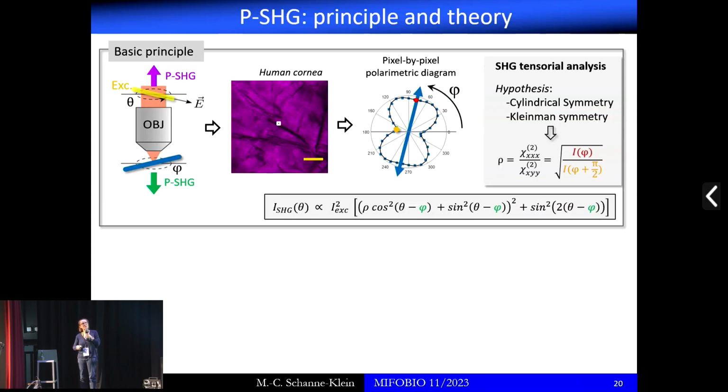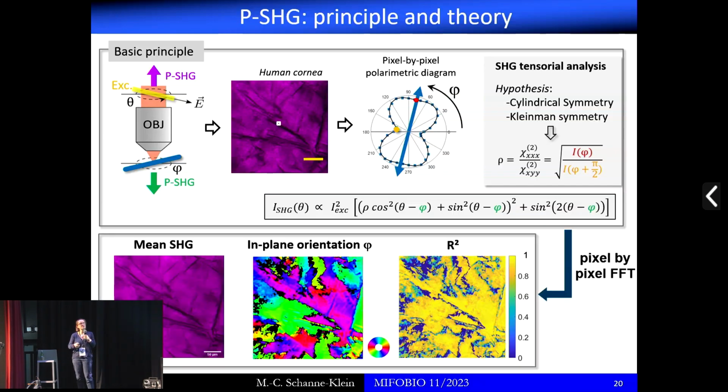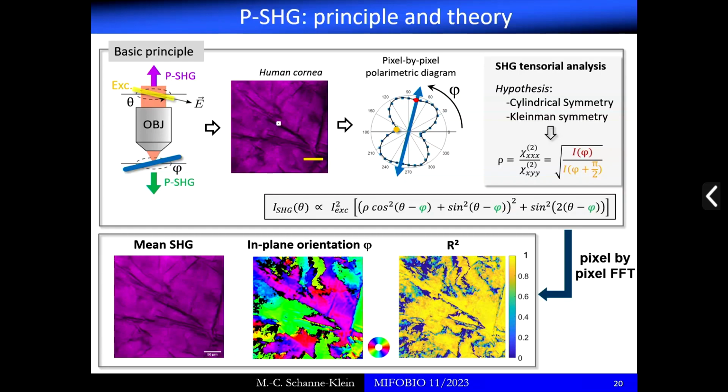And there are different parameters, but what is important is that we have two main tensorial components, and what is important is the ratio of these two ones that is given by the ratio of the two minima. So what we do is not fitting, it is using a fast Fourier transform, and in every pixel we have these three pieces of information. So the mean second harmonic signal, that has not really a structure here, because it's in cornea, so in cornea the fibers are very small, practically it's homogeneous at the optical scale.